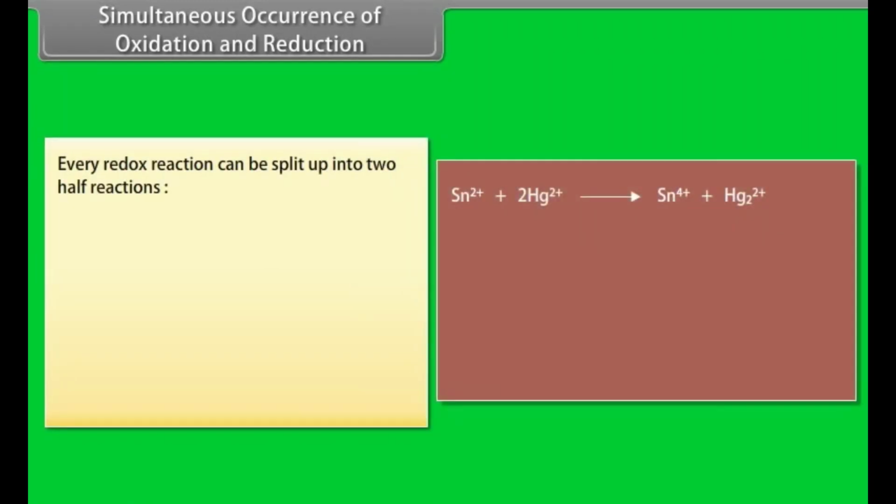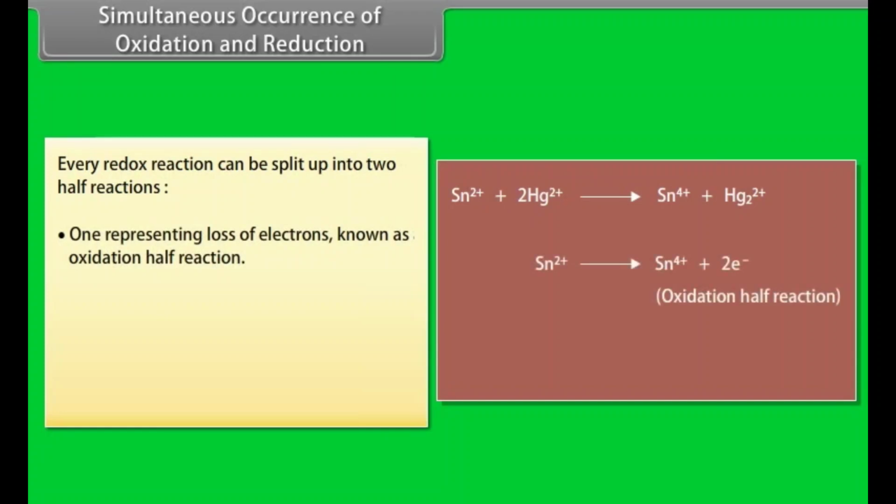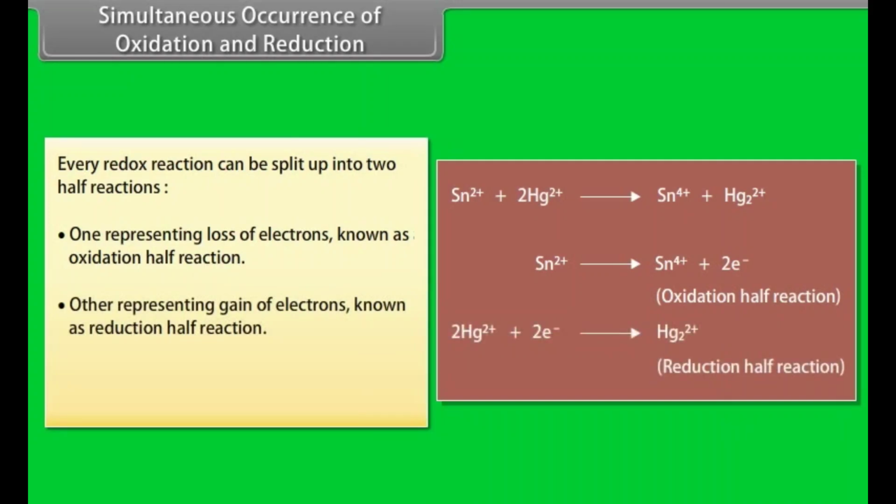Every redox reaction can be split up into two half reactions. One representing loss of electrons, known as the oxidation half reaction. The other representing gain of electrons, known as the reduction half reaction. The reaction can be split up into half reactions as Sn2+ gives rise to Sn4+ plus 2 electrons. This equation is the oxidation half reaction. And 2Hg2+ plus 2 electrons gives rise to Hg2^2+. This equation is the reduction half reaction.